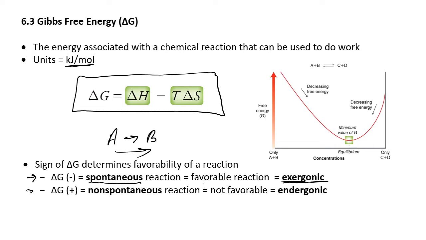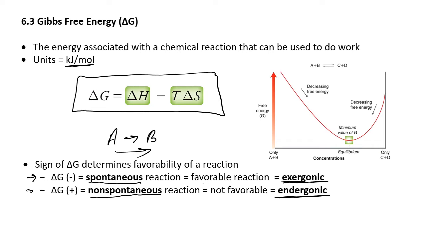And if delta G happens to be positive, we say that is a non-spontaneous reaction in the forward direction, and it is not thermodynamically favorable. Because this system requires energy, it's endergonic.